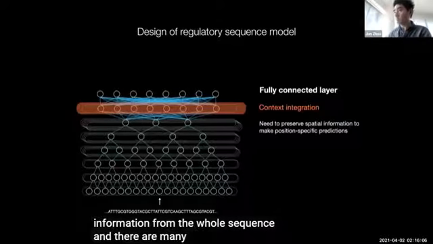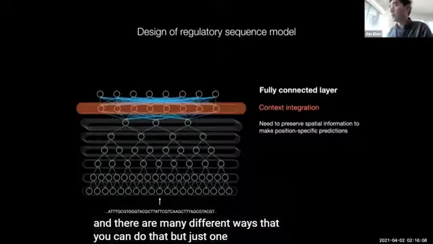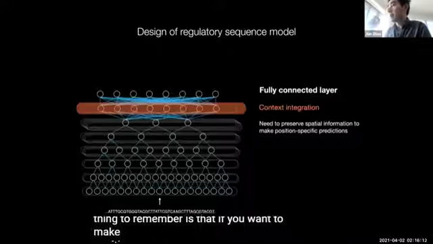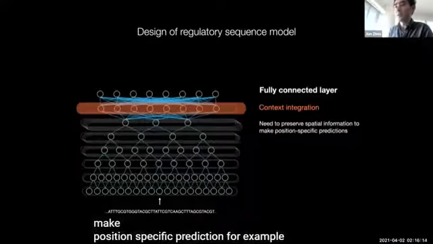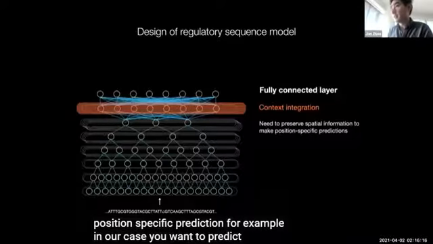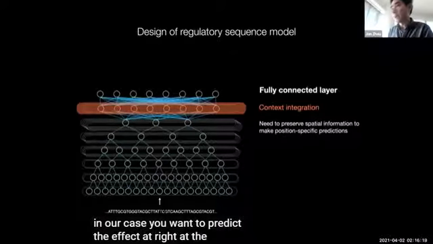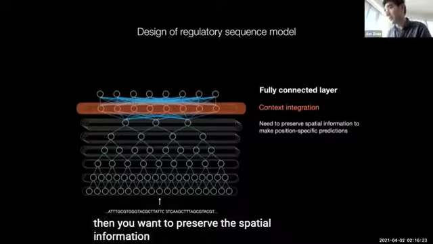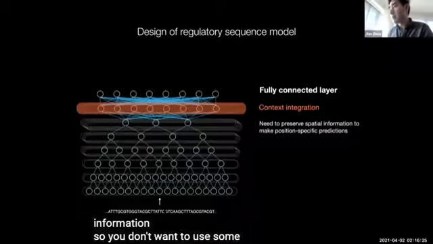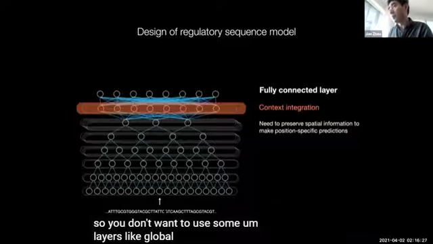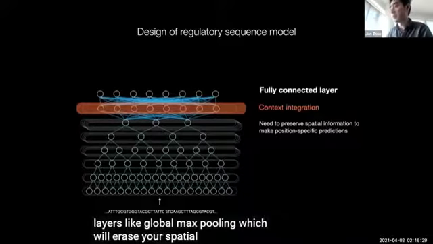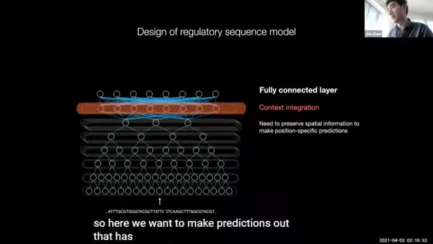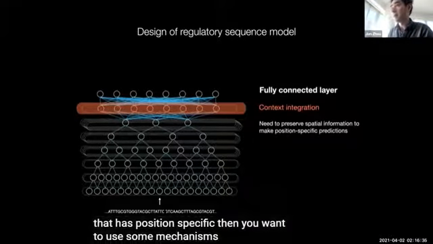There are many different ways that you can do that. But one thing to remember is that if you want to make position-specific predictions, for example, in our case, you want to predict the effect right at the center of this sequence, then you want to preserve the spatial information. So you don't want to use layers like global max pooling, which will erase your spatial resolution.